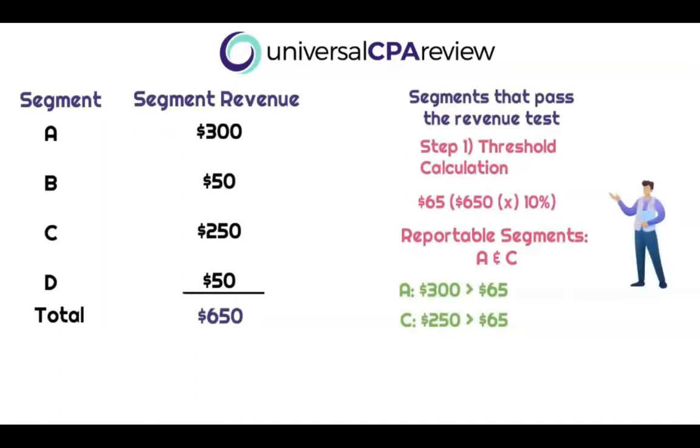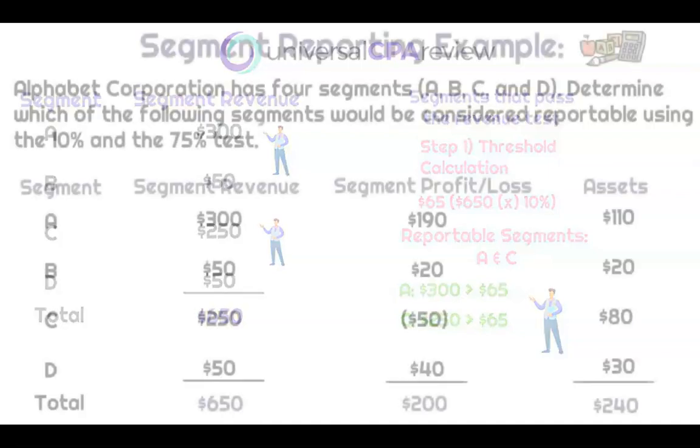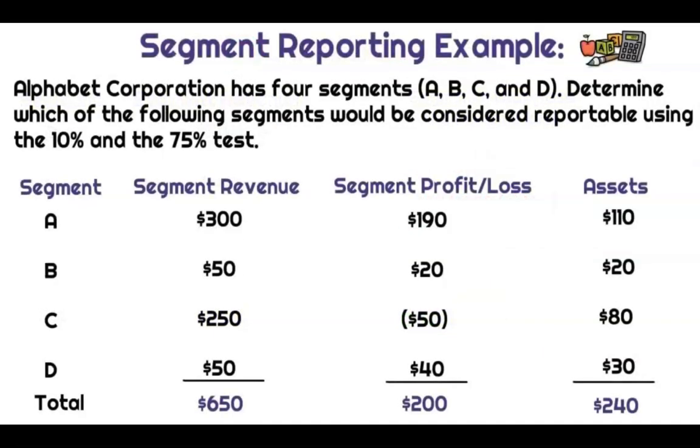So taking a look at our segments, segment A and segment C are both going to have revenue in excess of our $65 threshold. $300 is greater than 65, and so is $250. So segments A and C are reported, segments B and D are not. Doesn't mean that B and D are not going to be reportable, they're just not reportable under the 10% of revenues test.